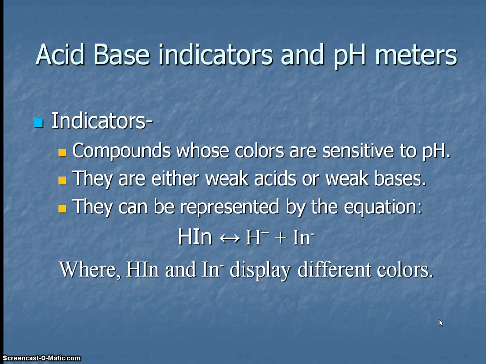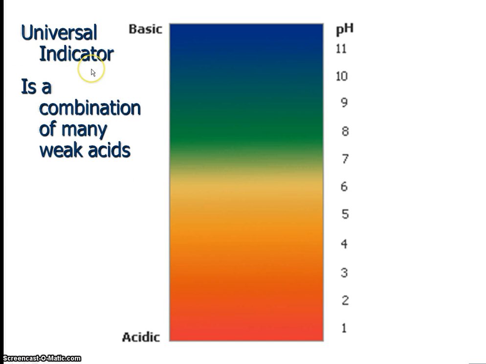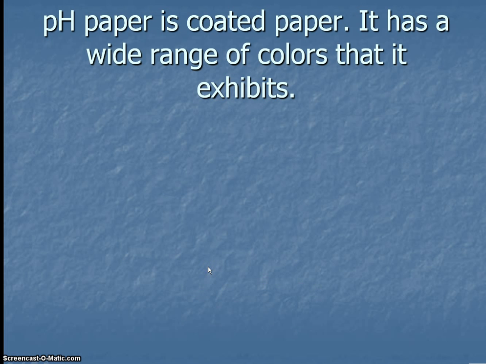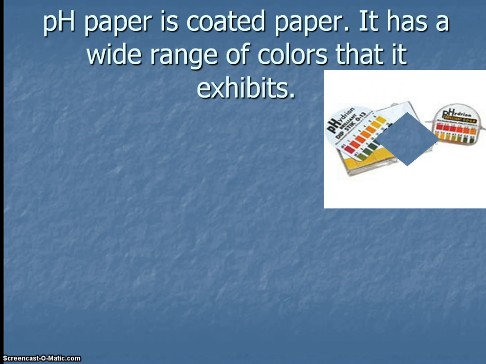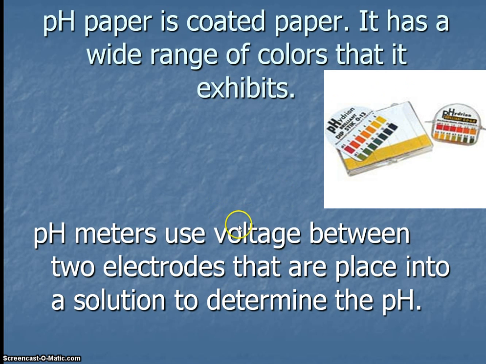Acid base indicators and pH meters. We've used some pH strips, but common indicators are just sensitive to, they change color depending on how much hydrogen is present. We use a universal indicator a lot, and this is a combination of many weak acids. Remember, red acidic and blue basic, and everything in between is in between that. So we can use an indicator as a liquid, or we can have it on a pH paper. The paper is coated with the universal indicators. So that's what we used when we went home and we did the home lab.